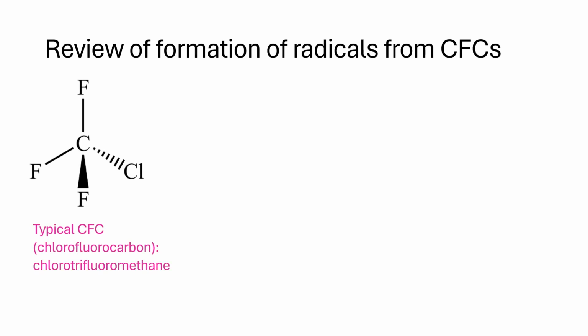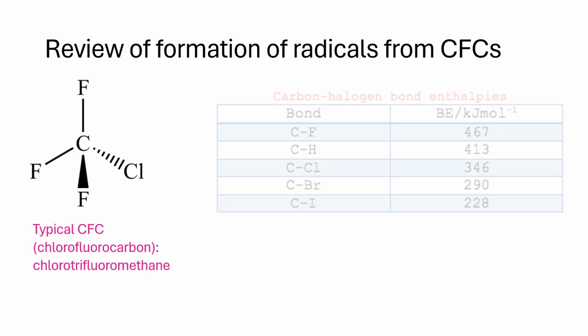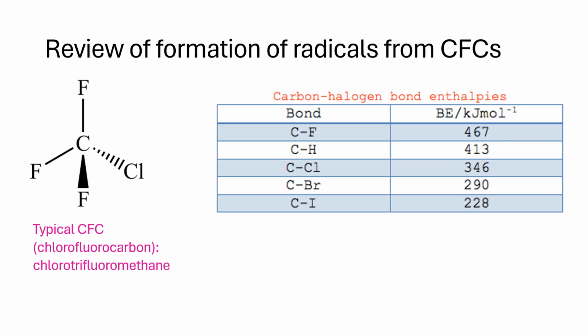So let's quickly review how radicals are formed from CFCs. If we start with this structure, chloro-trifluoromethane, what we need to do is look at the carbon-halogen bond enthalpies. Now these are different because of the differing sizes of the halogen atoms. As always, the larger the atom, the greater the level of shielding between the nucleus and the electrons contained within the bond between the halogen atom and the carbon. So if the halogen atom is larger, then the nuclear attraction for the bonded pair of atoms is weaker, so therefore the bond enthalpy is lower.